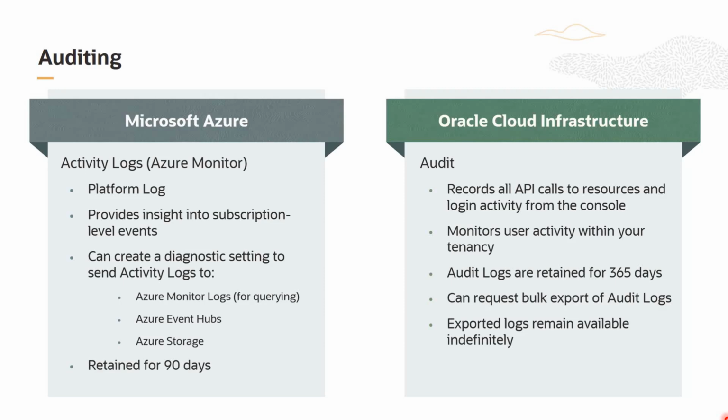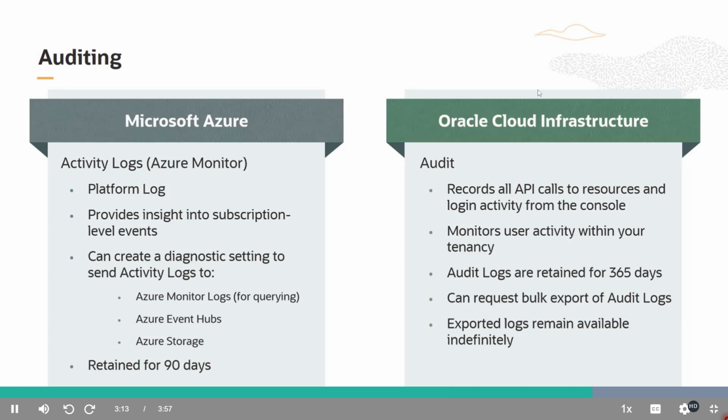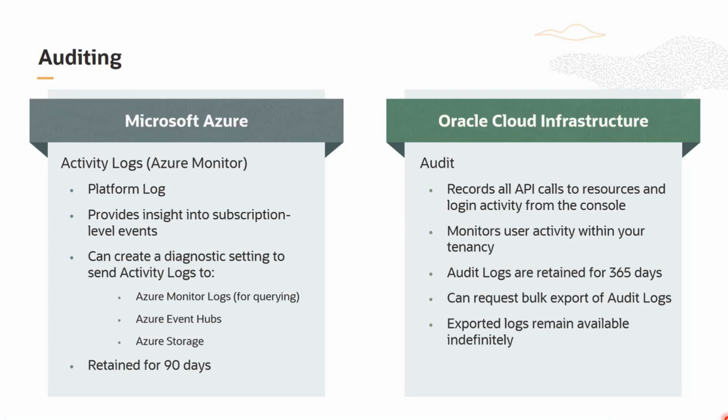You can export activity logs to multiple destinations like event hubs by creating a diagnostic setting, and the logs are retained for 90 days. In OCI, log events recorded by the audit service include API calls made by the console, command line interface, SDKs, your own custom clients, or any other Oracle Cloud Infrastructure services. The audit logs are retained for 365 days, and you can also export these logs. Exported logs remain available indefinitely.